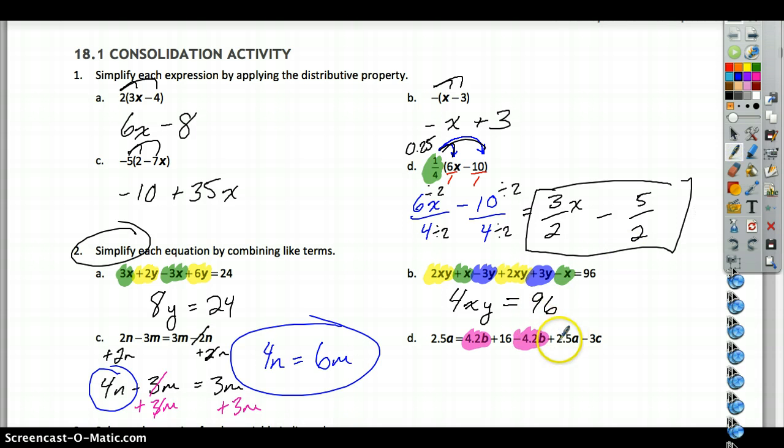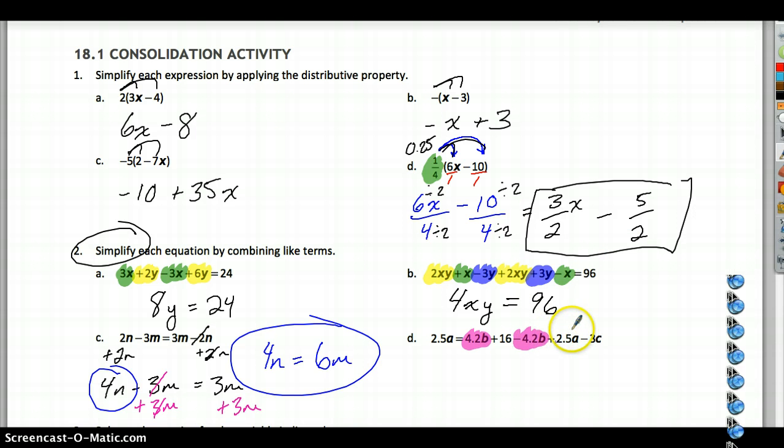So I'm going to eliminate this one over here, that plus 2.5a. So I'm going to subtract 2.5a and they cancel, but I'll also subtract 2.5a on the other side, and what ends up happening is that these cancel too. So I'm left with 0 equals 16 minus 3c.